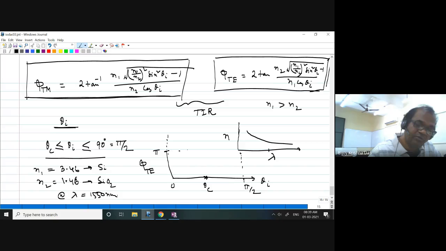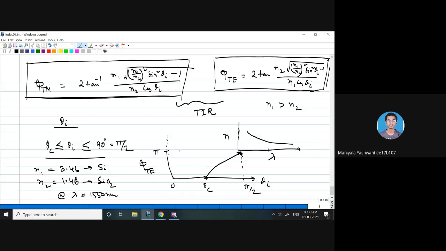So that is corresponding to pi. This one will be another point. So you can imagine that something will go like this, right? So that is for phi t. What about phi tm? It will be similar, sir, but it would be a bit higher than this graph.